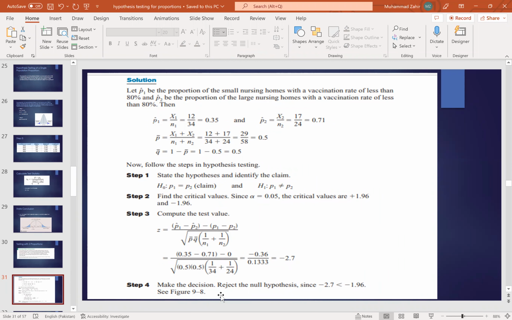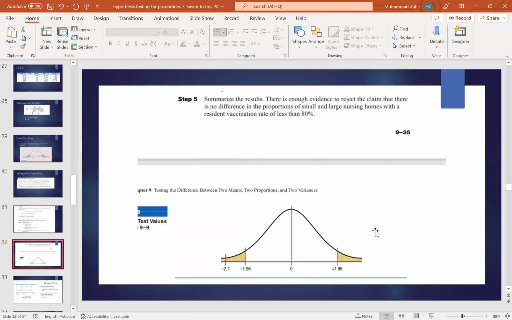Make the decision. Reject the null hypothesis, because minus 2.7 is less than minus 1.96. So 1.96 is the critical value and our calculated value was minus 2.7. So there is enough evidence to reject the claim that there is no difference in the proportion of small and large nursing homes with a resident vaccination rate of less than 80%.